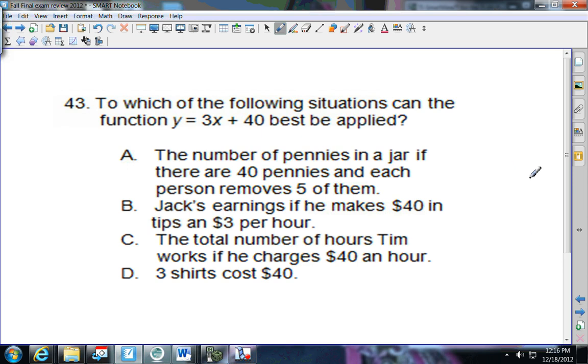Number 43. Which of the following situations can the function y equals 3x plus 40 be applied? Okay, when you're looking at these, you need to remember that this 40 has to be a one-time charge. This 3 is something that happens each time. The number of pennies in a jar, if there are 40 pennies, and each person removes 5 of them. Well, why can it not be this one? What is removing 5 going to do to it? Subtract. It would be 40 minus 5x. So it's not A.